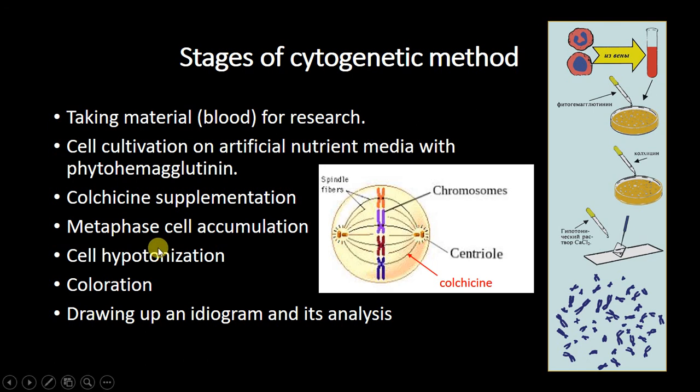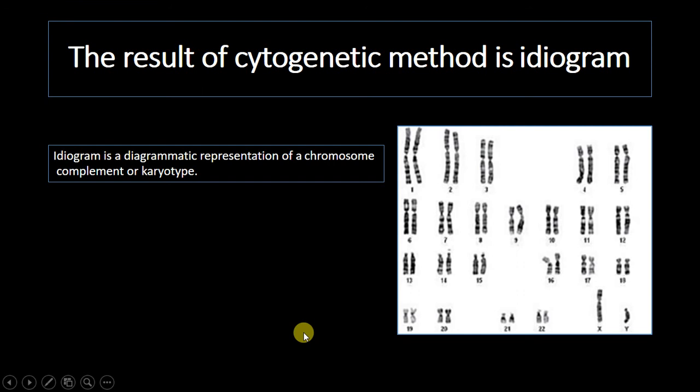And the next stage is metaphase cell accumulation. After that, the next step is cell hypotonization. After coloration, and after that, drawing up an ideogram and its analysis. The result of cytogenetic methods is the ideogram. This picture lists the ideogram. What is the ideogram? It is a diagrammatic representation of a chromosome complement, or karyotype.